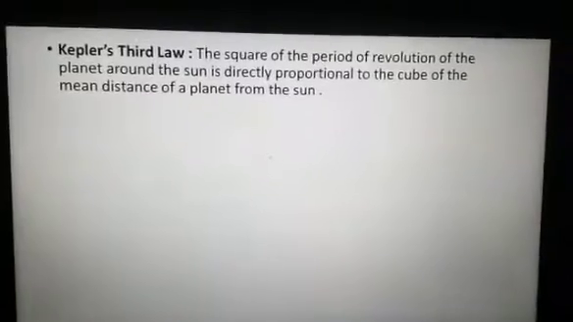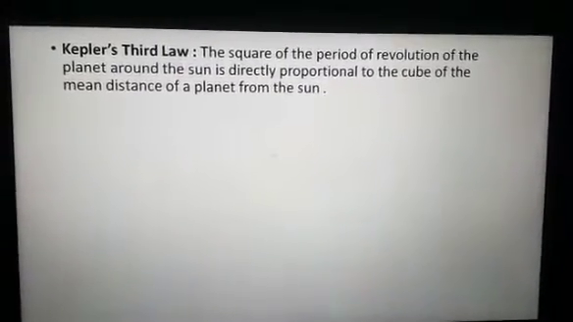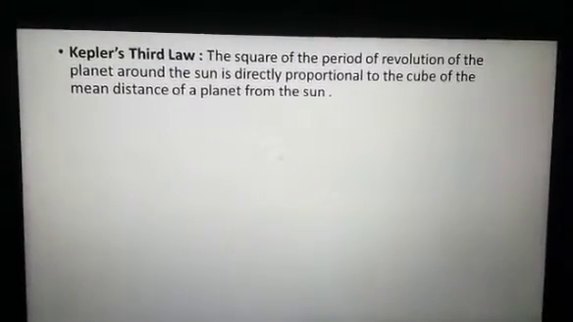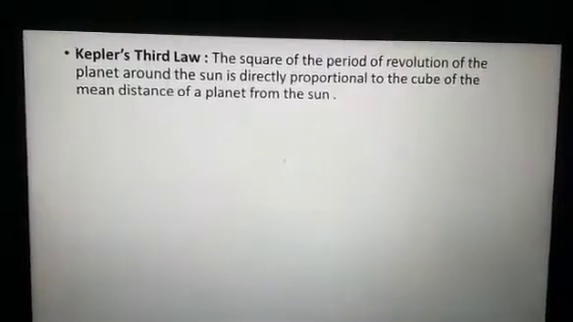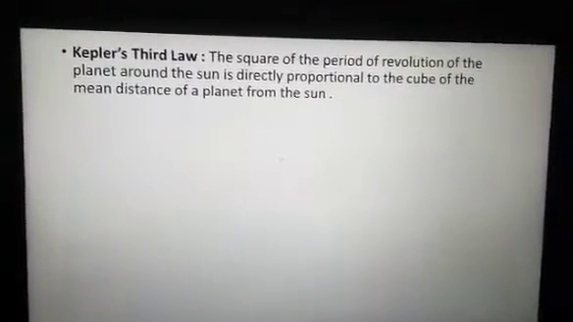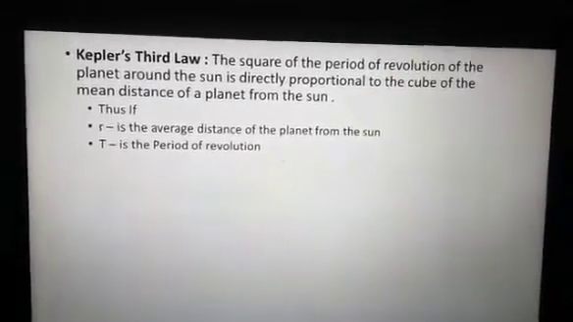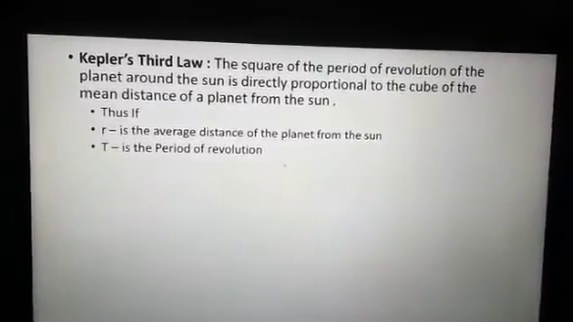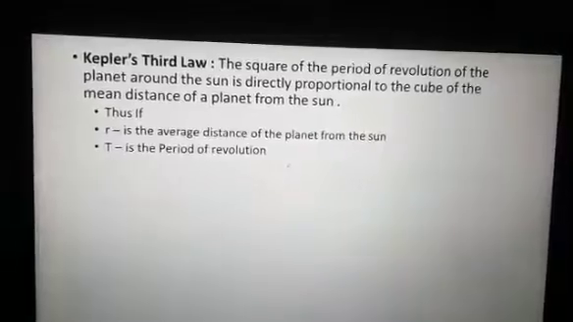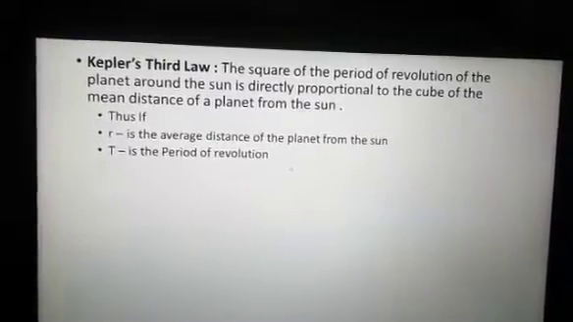Then the third law: the square of the period of revolution of the planet around the sun is directly proportional to the cube of the mean distance of the planet from the sun. Thus, if r is the average distance of the planet from the sun and T is the period of revolution, that is the time required for one complete revolution.